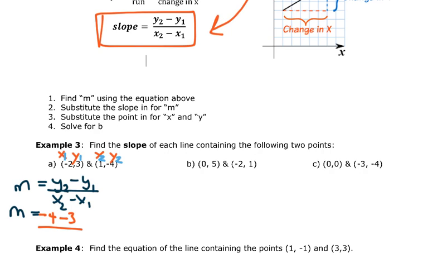What's x2? It's 1. 1 minus, copy the minus, and then x1 is -2. So I'm going to put in brackets -2. Equals -4 minus 3 is just -7 over 1 minus -2, just 1 plus 2, which is 3. So our slope is -7 over 3.